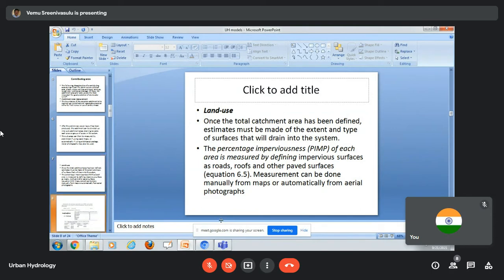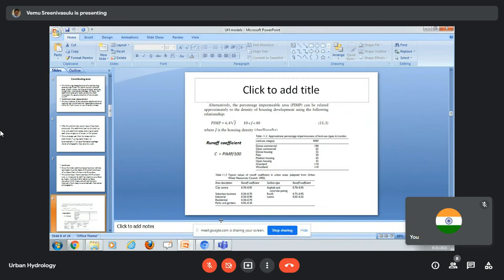Right. So there is a formula to calculate the percentage of impermeable area, that is PIMP, equal to 6.4 times the housing density, that is the number of houses per hectare, so dwellings per hectare. So if you know the number of houses per hectare, and then if you substitute in that formula, you will get the PIMP. Otherwise, you can use this table, right?